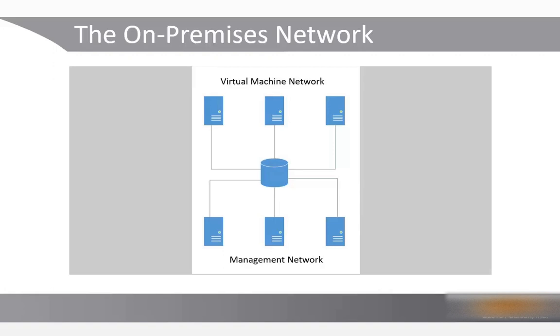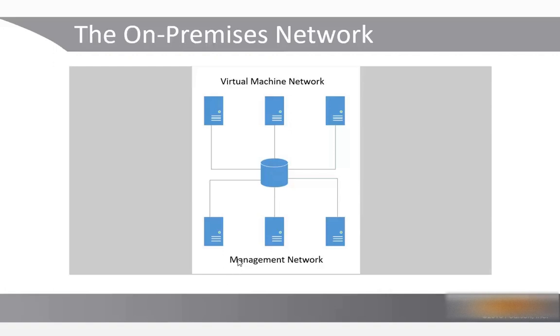So the diagram that you see on this slide represents the way that our on-premises network is going to be configured. Well, sort of. We're actually going to create two separate Active Directory forests. We're going to have a management forest, which is represented by these machines down here, and we're going to have a virtual machine forest, which you can see up here. Now I've got another slide that will show this in more detail, but let's talk about what we've got here for just a second.